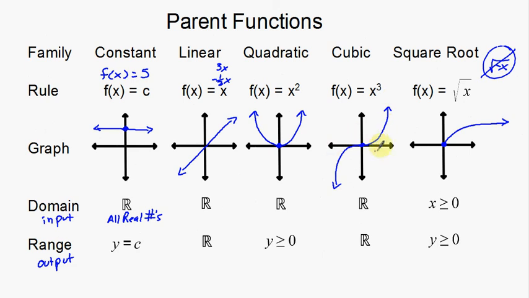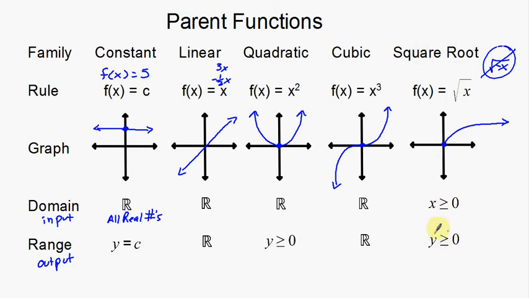So I can plug in all my x's. I can plug in negative x's. I can plug in positive x's. I get negative y's. I get positive y's. So all these real numbers. I can plug in a bunch of real numbers, and I'm always going to get real numbers out of it. There's really no limitation to what numbers I'm going to get, unlike the quadratics, where there was a limitation of what I could get. Okay, last but not least, square roots.